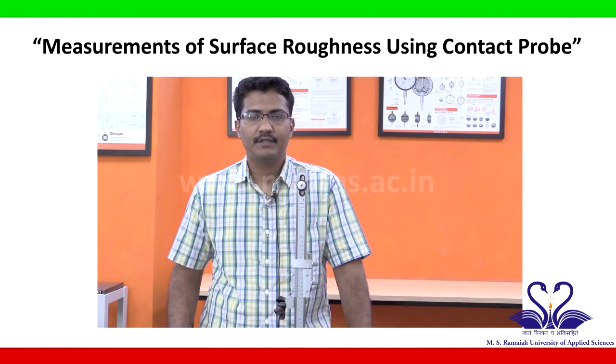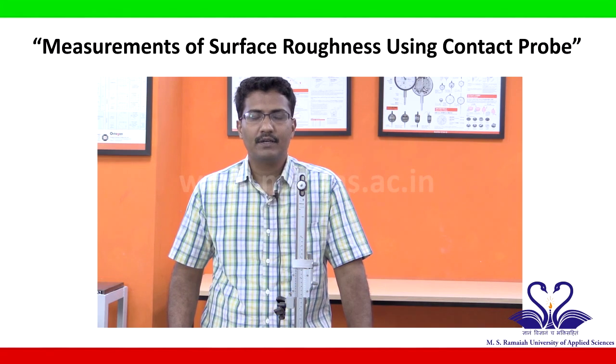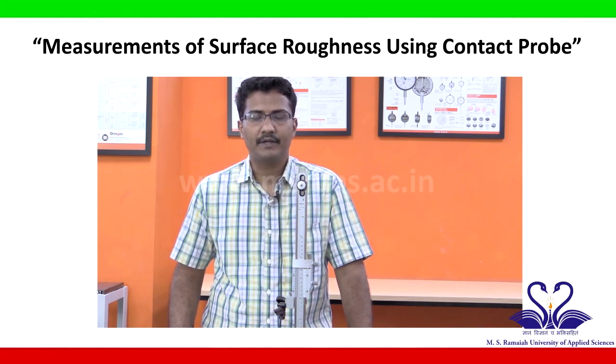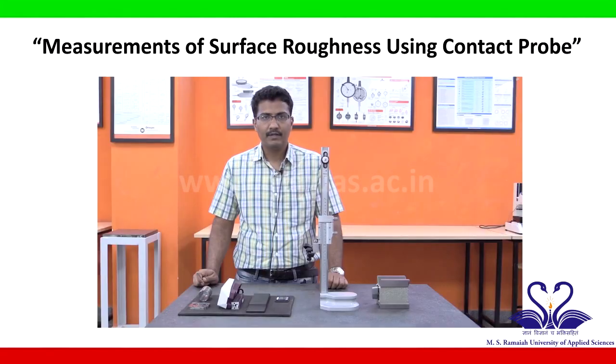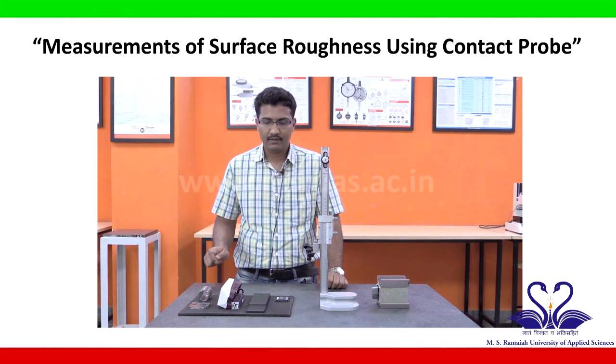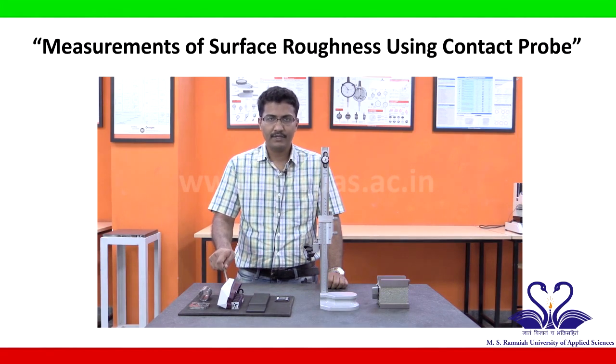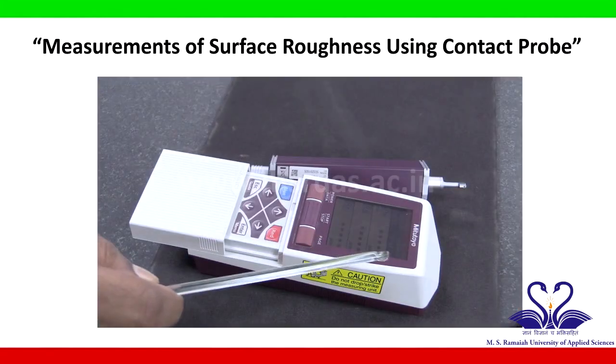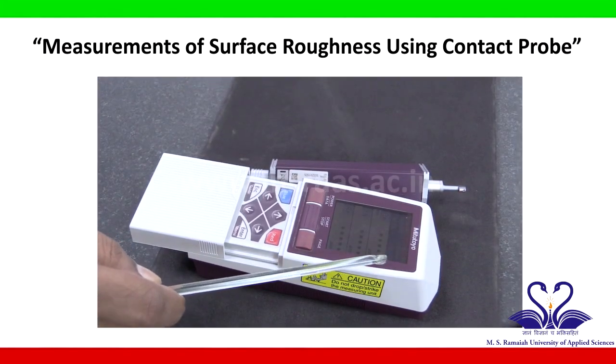Hi students, the next experiment is measurement of surface roughness using contact probe method. The aim of this experiment is to measure the surface roughness of the given specimen using the contact probe method. The apparatus required to conduct this experiment is the surface measurement tester. Now let us see the surface measurement tester.